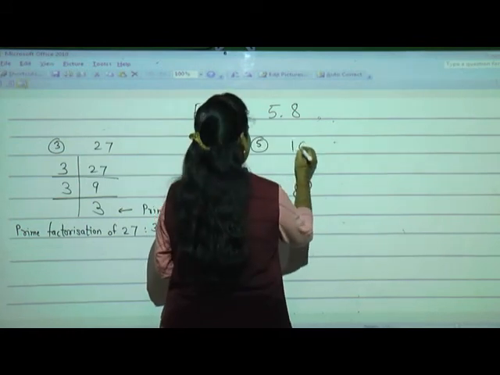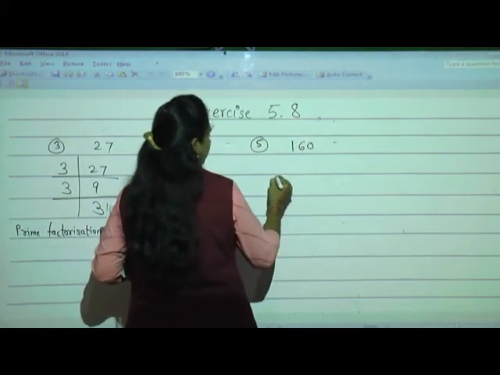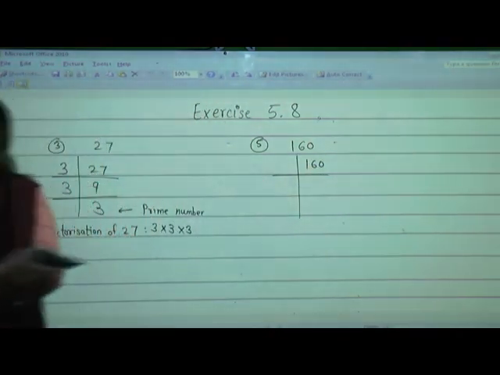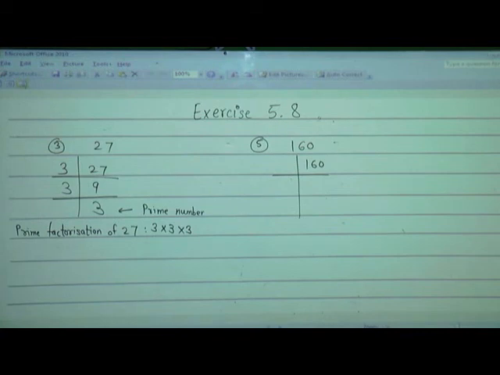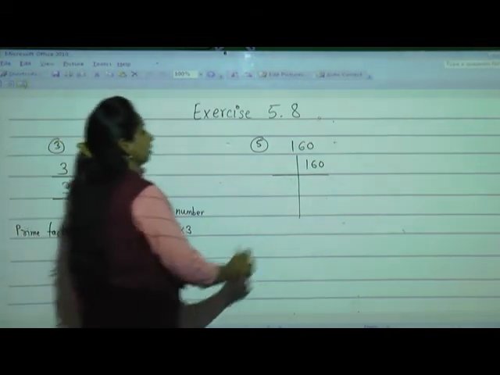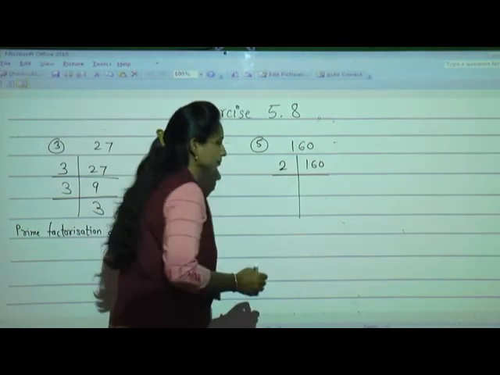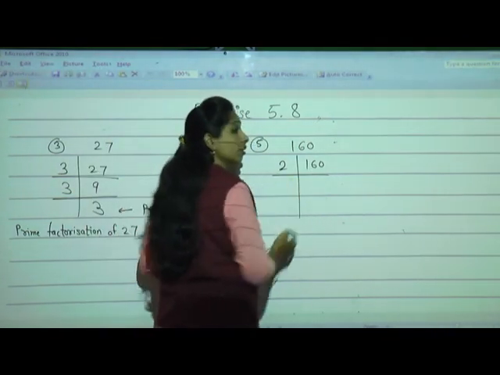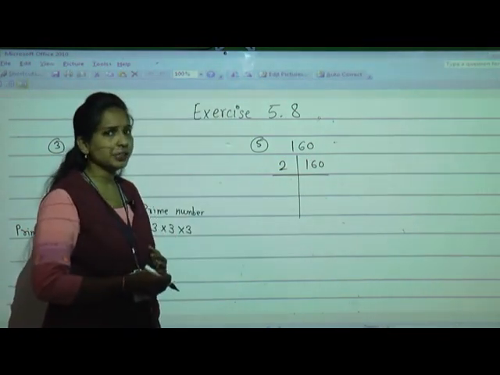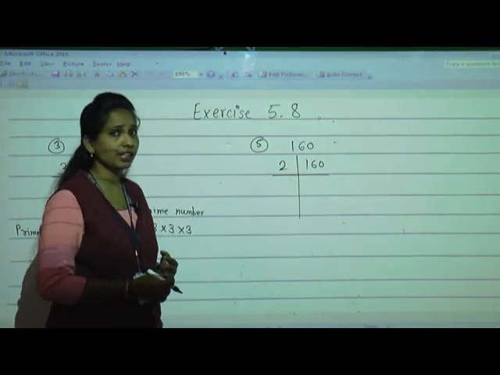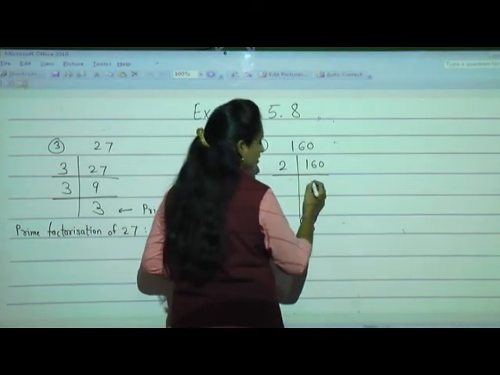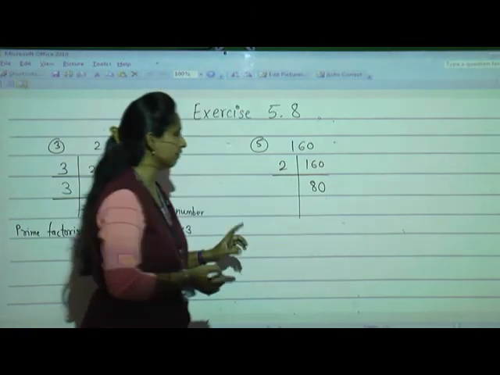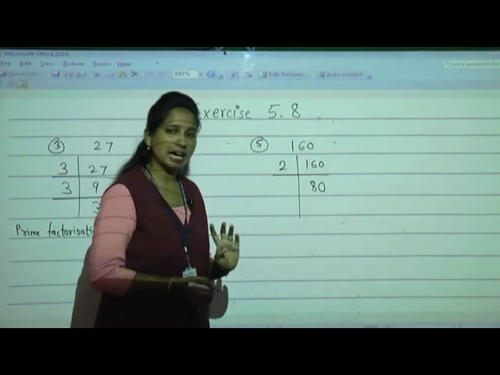See, 160 is given. Okay, a 3-digit number. So write 160. See, start with the lowest prime number, that is 2. Is 16 there in the 2 table, students? Yes, where is it? 2 8s are 16. Now 0 will remain, so 0 we cannot divide with 2, so write 0 as it is.